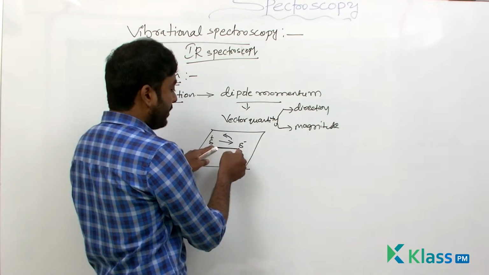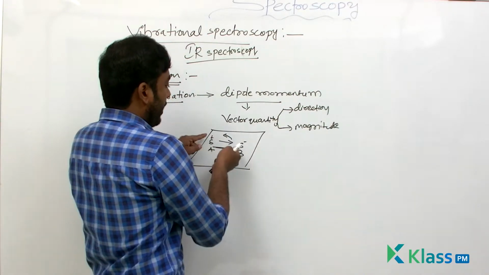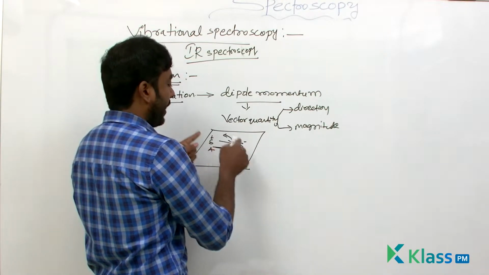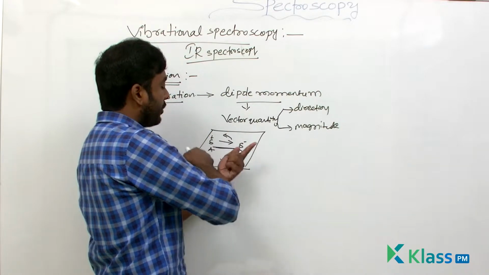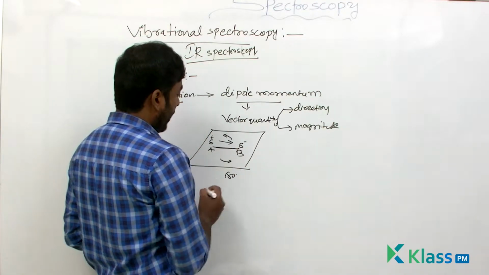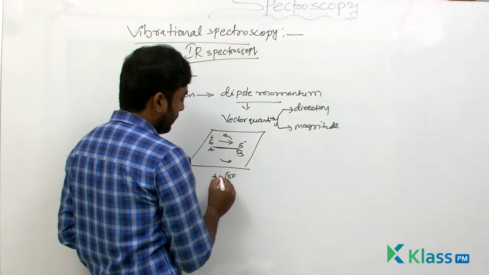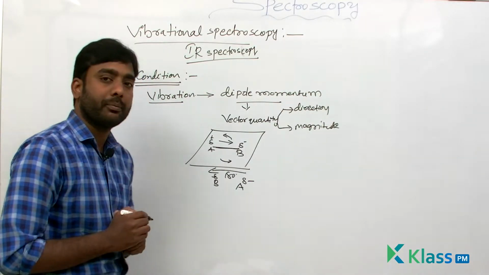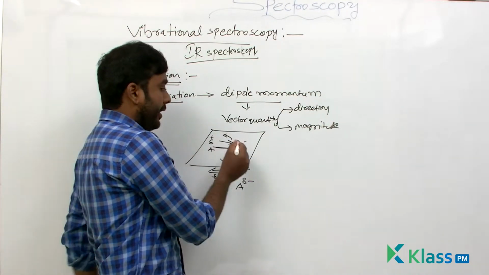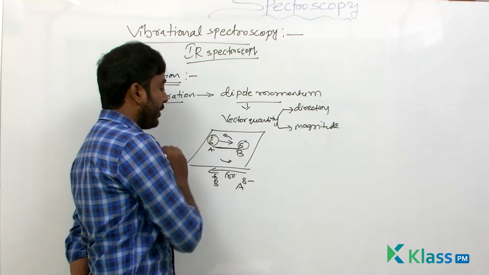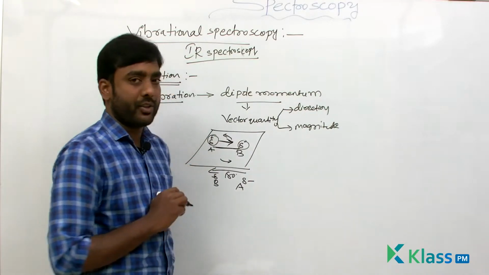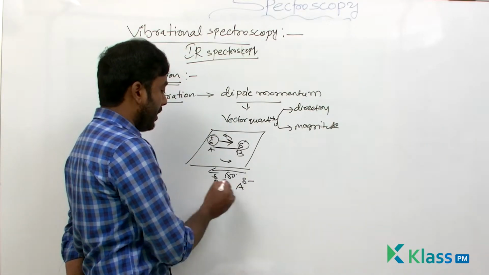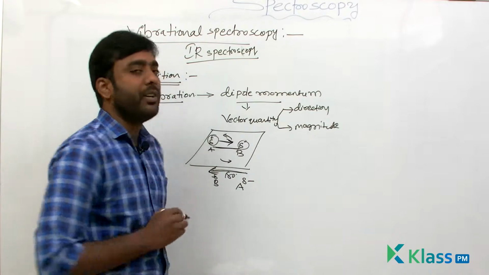If the direction is in this direction and the molecule rotates 360 degrees, it comes back and the direction is the same again. Now if it is rotated 180 degrees, B comes here and A comes here, so now the dipole moment is in the opposite direction. Here is the partial negative charge, here the partial positive charge. B came here, A came here, and the dipole moment direction has been changed.